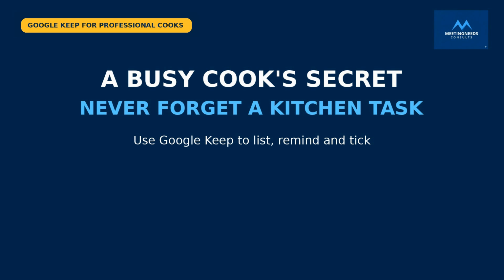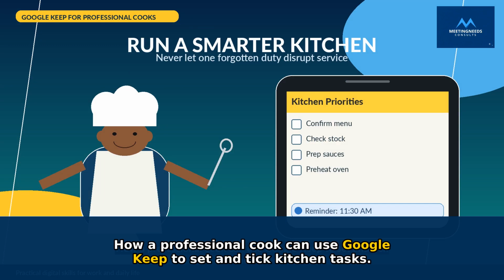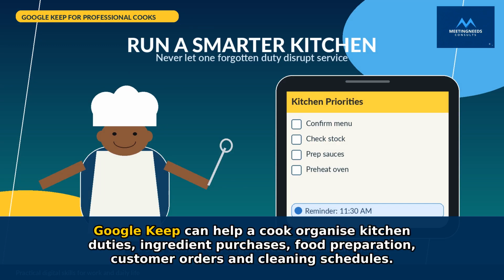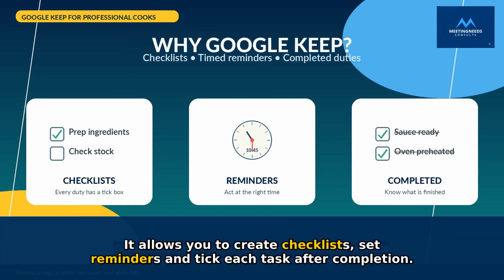A busy cook's secret to never forgetting a kitchen task. How a professional cook can use Google Keep to set and tick tasks. Google Keep can help a cook organize kitchen duties, ingredient purchases, food preparation, customer orders, and cleaning schedules. It allows you to create checklists, set reminders, and tick each task after completion.